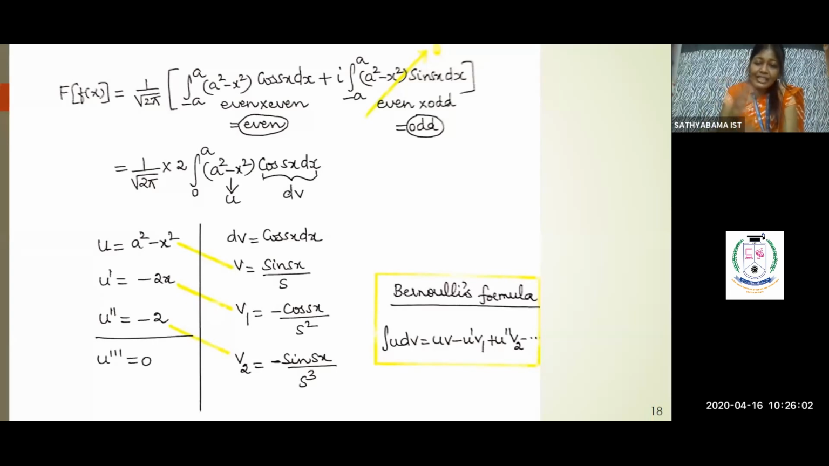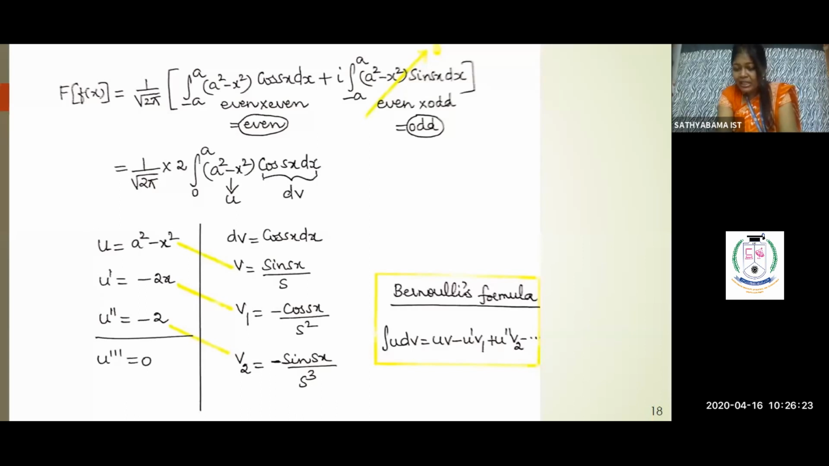What is u dash? First differentiate. First finish off the first column. What is u dash? Differential of a square minus x square, which is minus 2x. What is u double dash? Differentiation of minus 2x, which is minus 2. What is u triple dash? It's 0, because minus 2 is a constant. When I differentiate a constant, I'll get 0. So I have till u double dash.